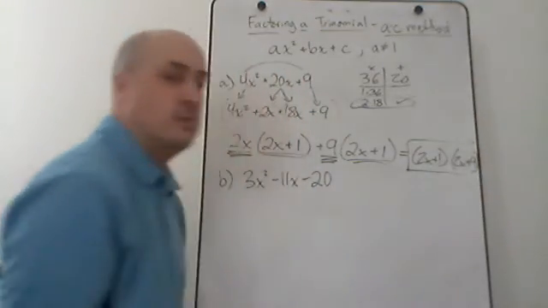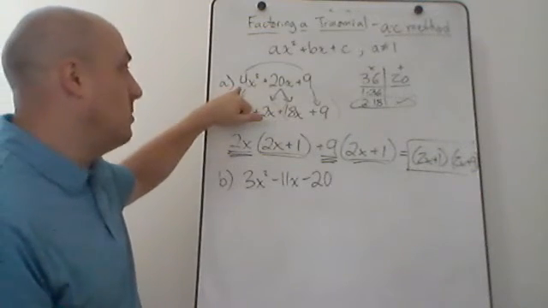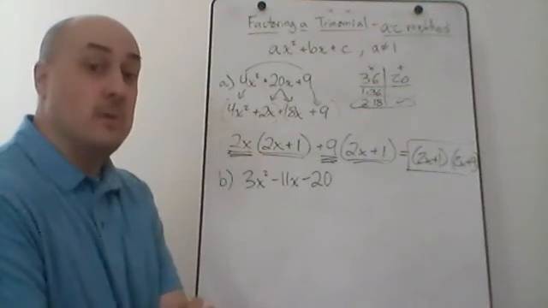And just barely enough room to write that over there. So that's our final factoring of the 4x squared plus 20x plus 9. Right, when we factor all that, we get 2x plus 1 times 2x plus 9.